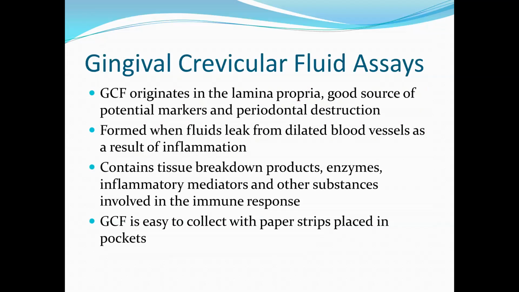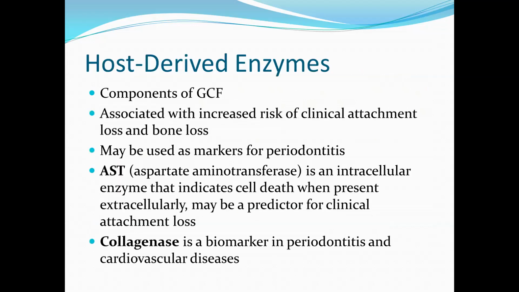So the gingival crevicular fluid assays, as you know, the gingival crevicular fluid originates in the lamina propria, the connective tissue, and it's a good source of potential markers in periodontal disease. It's formed when fluids leak from the dilated blood vessels as a result of inflammation. It contains tissue breakdown products, enzymes, inflammatory mediators, and other substances. It's really easy to collect with paper strips. You just place them into the sulcus, and then you can do the test that way.